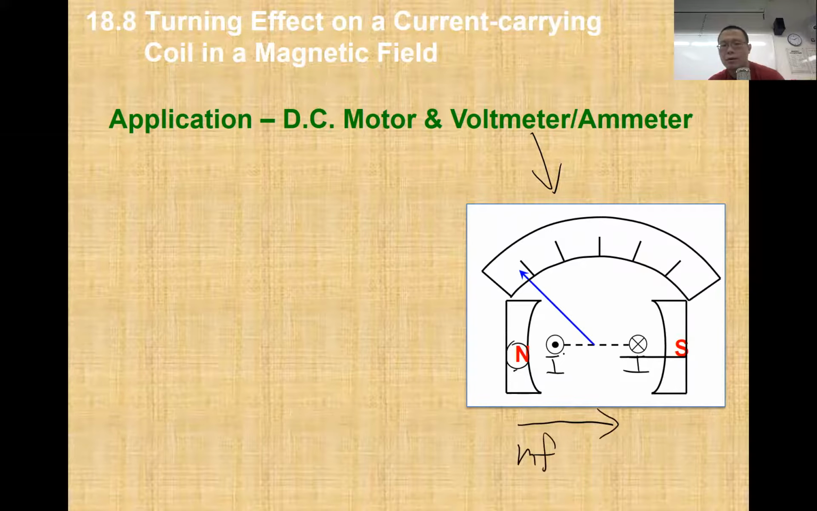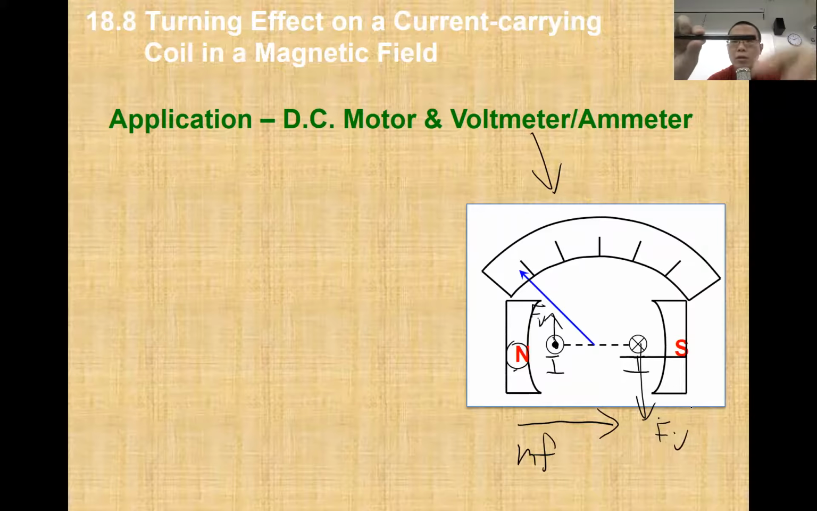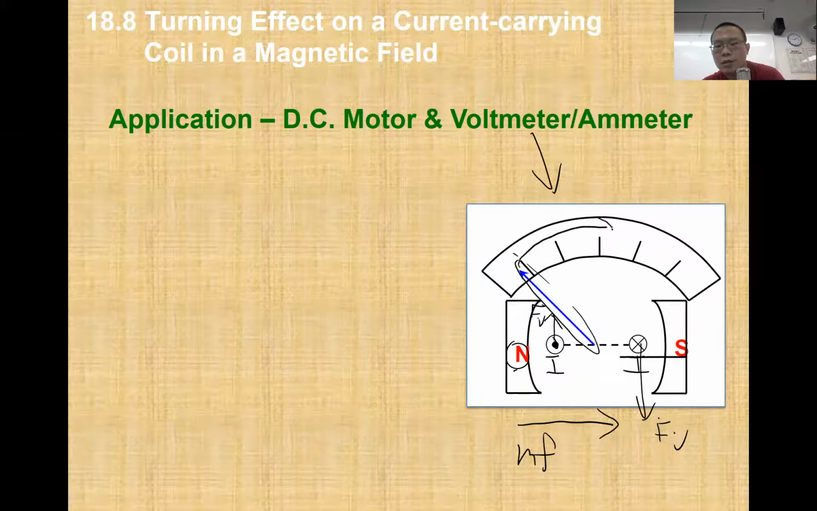If my current is coming out towards you, you'll find that the force induced will be upwards. On the other rod, if my current is going in, you'll find that the force induced will be downwards. So as a result, the left side of the coil will be pushed up, and the right side will be pushed down. So indirectly, what happened to this needle here? This needle will be rotated. So I can actually make this needle swing.